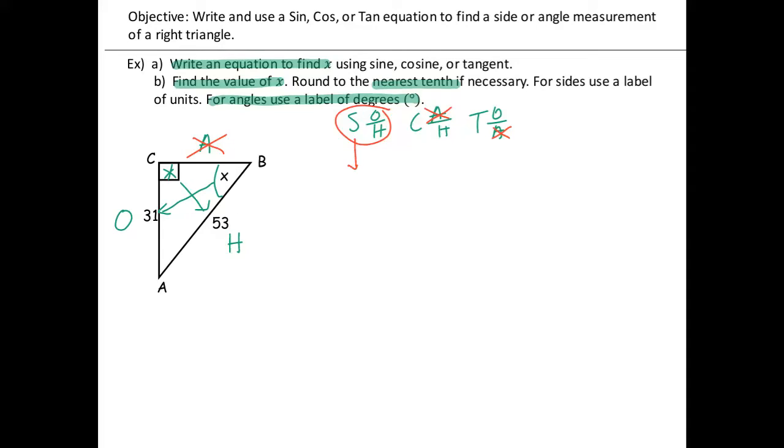So S, to write my equation, S is the sine of the angle. Yesterday we had a degree measure right here. We don't have an angle, we have x, so we say sine of x degrees is equal to the opposite side, which goes in the numerator, so opposite is 31, over the hypotenuse, which is in the denominator, so hypotenuse is 53.